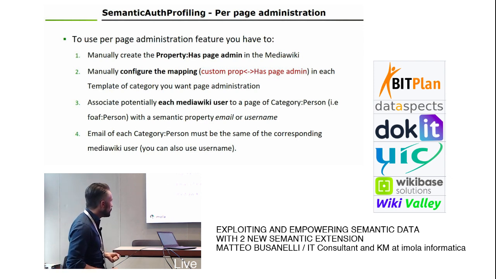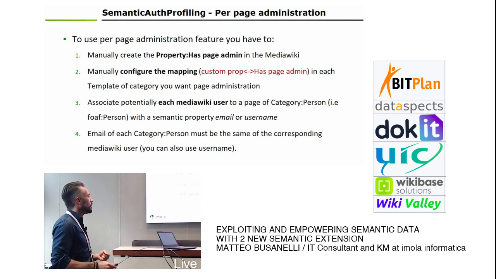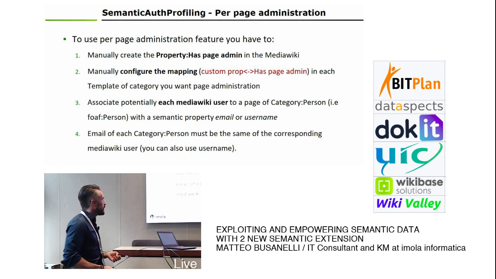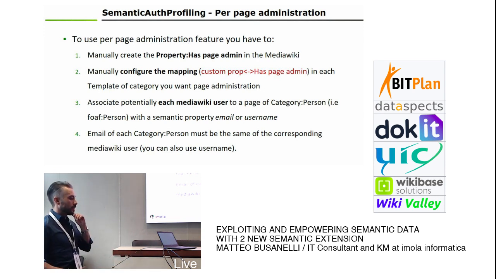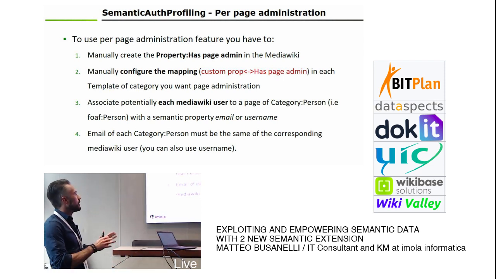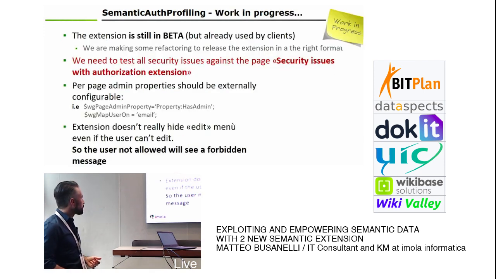And the email of each category person must be the same as the corresponding MediaWiki user, or you can also use a username. We have tested this on a client that uses LDAP. So all groups are automatically imported from LDAP, and the association of user and group is made from LDAP, and then the extension can make this kind of mapping.